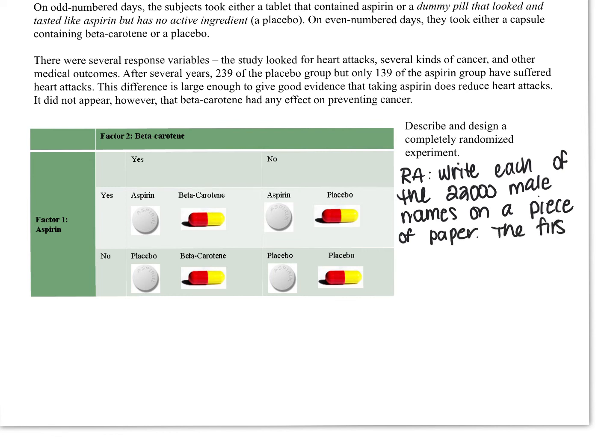The first 5,500 will be in the first group, and then you're going to repeat. Okay, so then the next 5,500 will be our second, third, and fourth.